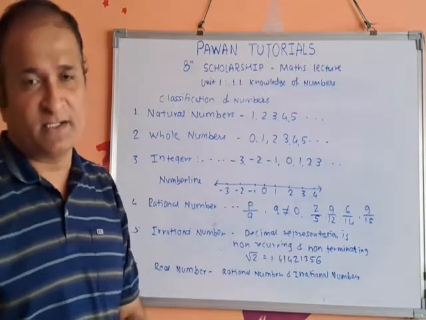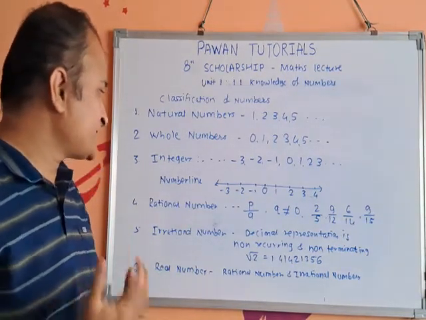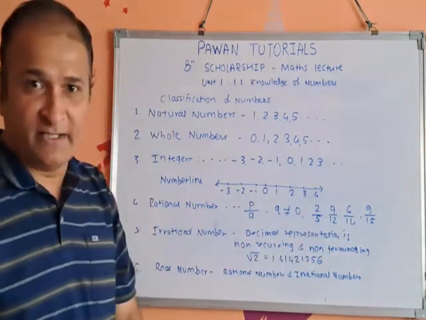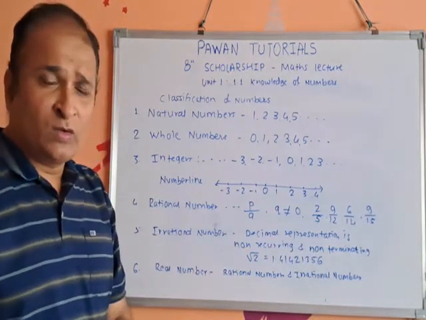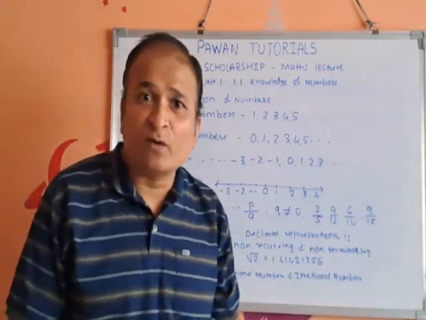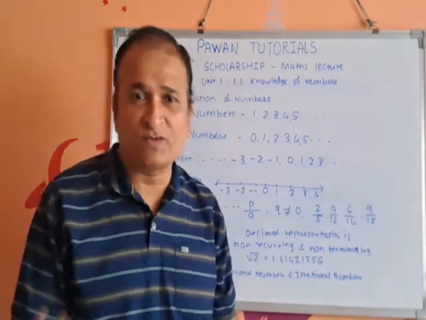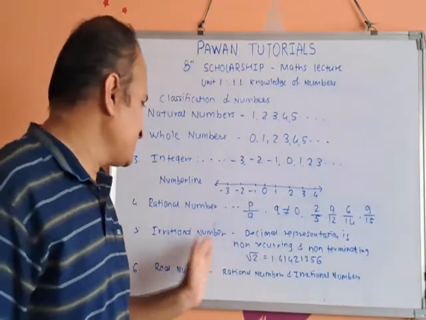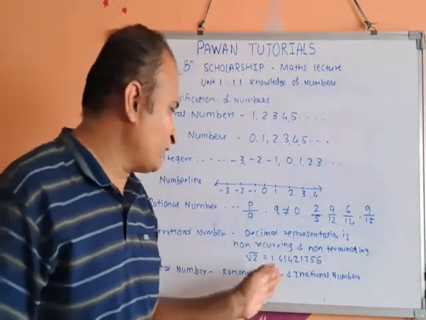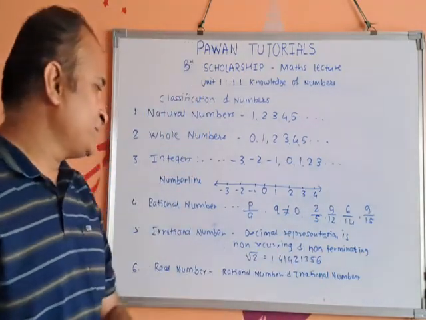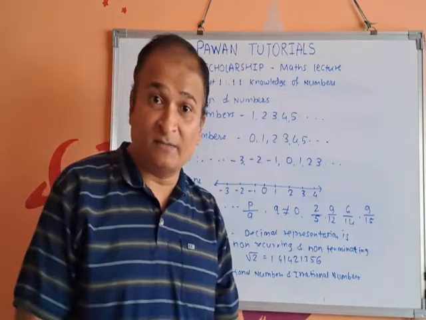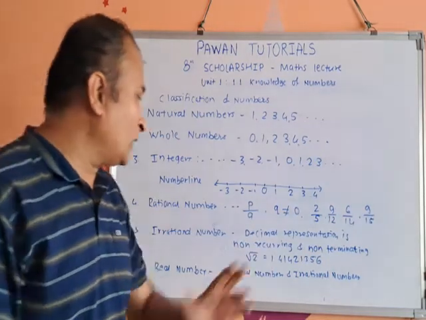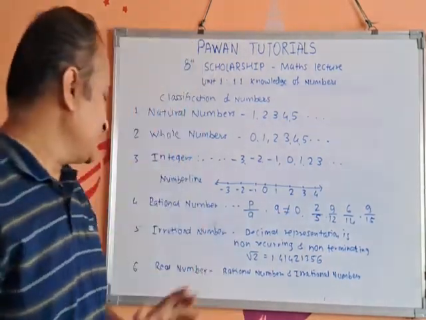Now students, the next classification of number is irrational number. Irrational number means what? This is the set of numbers whose decimal representation is non-recurring and non-terminating. For example, root 2. Root 2 is not a perfect square. We cannot find the square root of root 2. Yes or no? Root 3, root 5, root 7 are all irrational numbers, students. If we go for the decimal representation of root 2, it is 1.41423156. The decimal representation is non-recurring and non-terminating. Such numbers whose decimal representation is non-recurring and non-terminating are called irrational numbers.